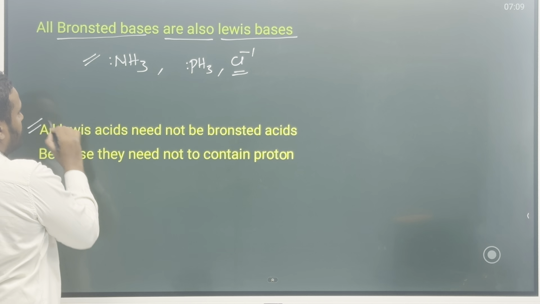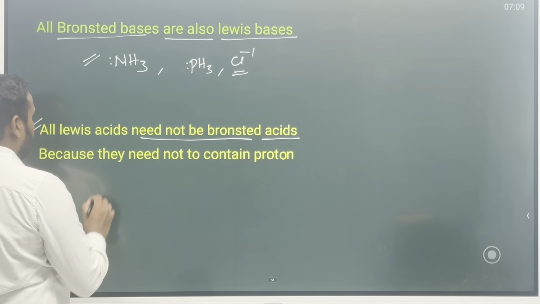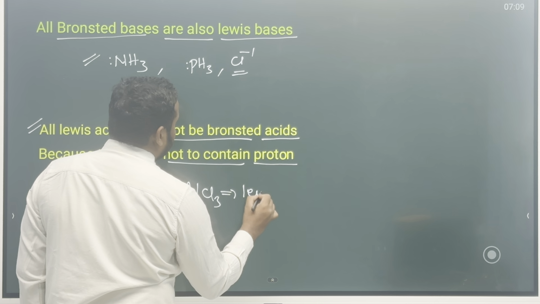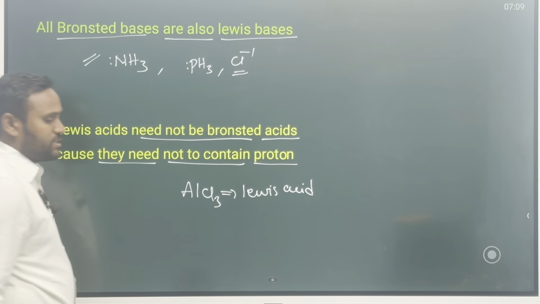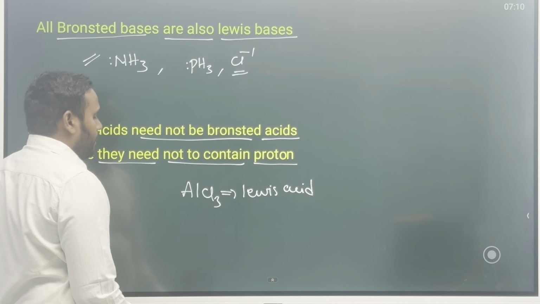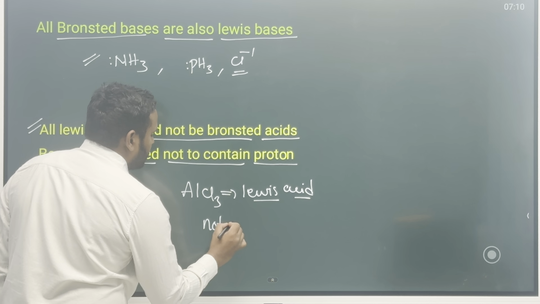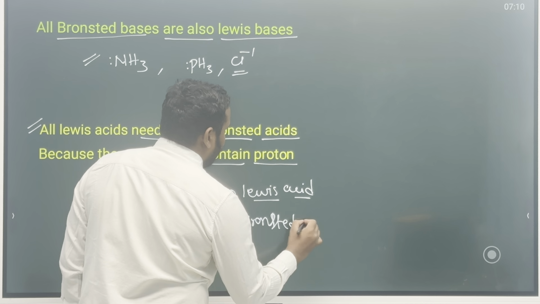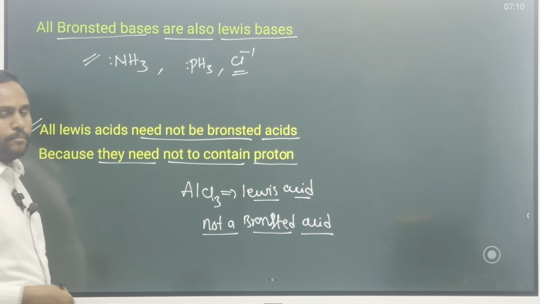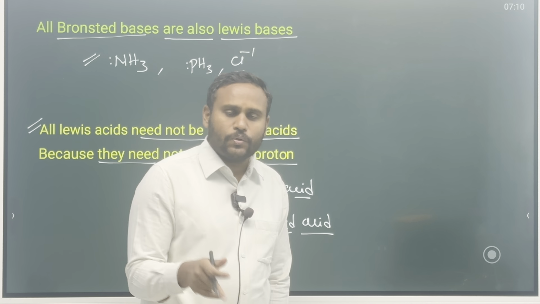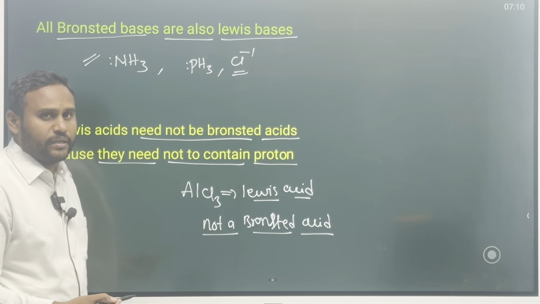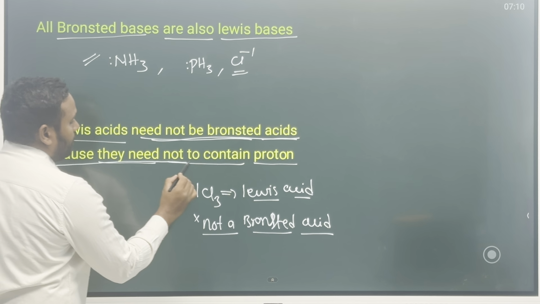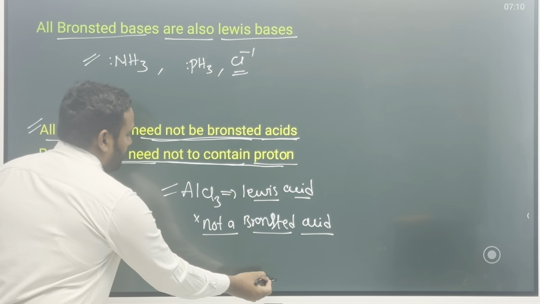Next, all Lewis acids need not be Bronsted acids because they need not contain a proton. For example, see here, AlCl3 is the Lewis acid. What is the Lewis acid? We know electron pair acceptor is the Lewis acid, and it is not a Bronsted acid. Why is it not a Bronsted acid? Because we know Bronsted acid is proton donor, H+ donor. So here there is no proton, how can it act as Bronsted acid? That's why all Lewis acids need not be Bronsted acids because they need not contain a proton. These are some important points.